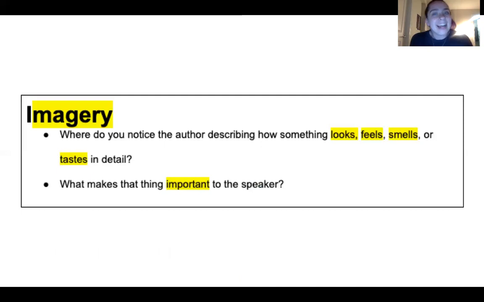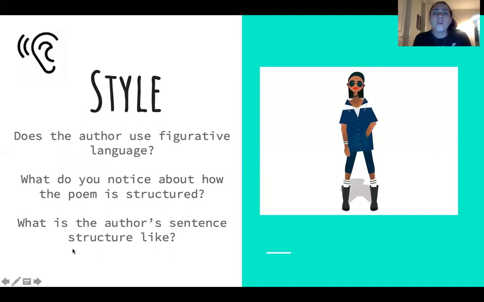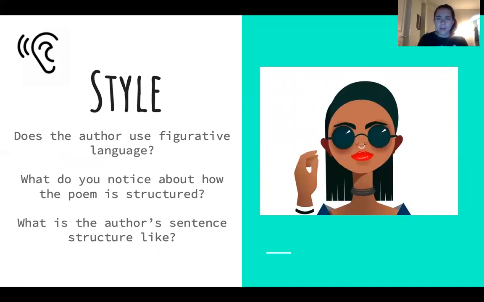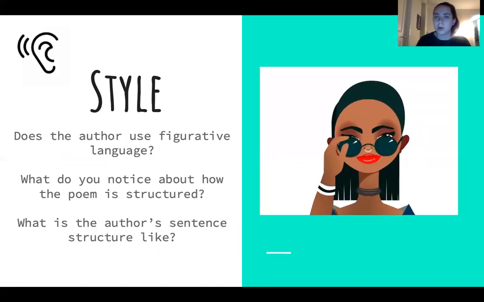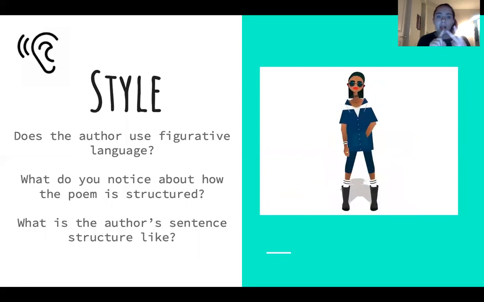Okay, you're back. Like I said, this TWIST thing gets harder and harder as we go. So our next step is the most challenging one yet, but I know you guys can get it. Our next step is style. So when we're talking about style, we're kind of talking about three main questions that we're asking ourselves. We're talking about figurative language, structure, and sentence structure.